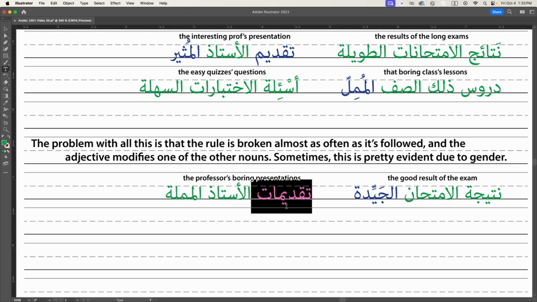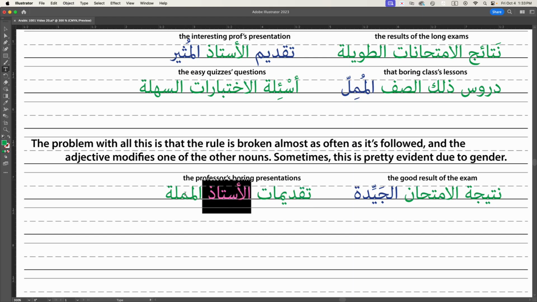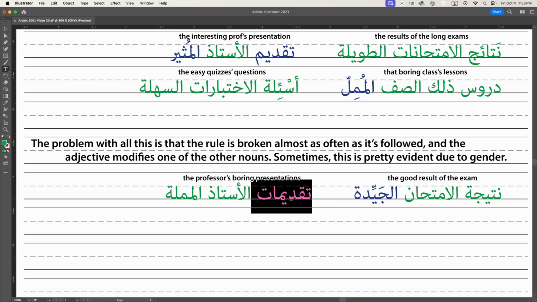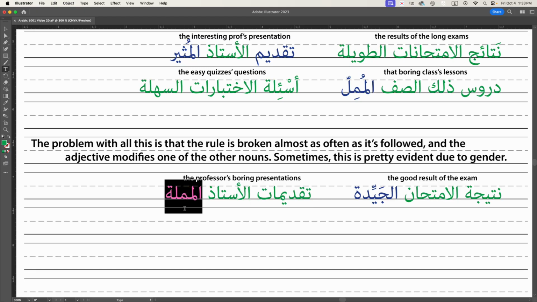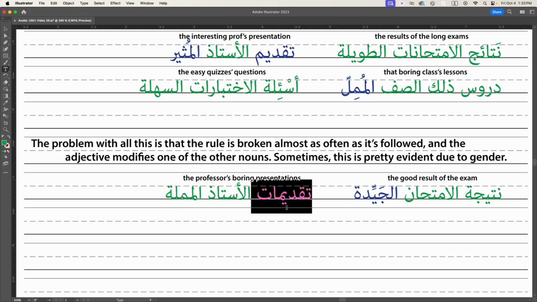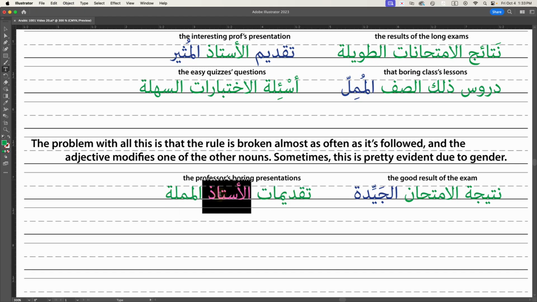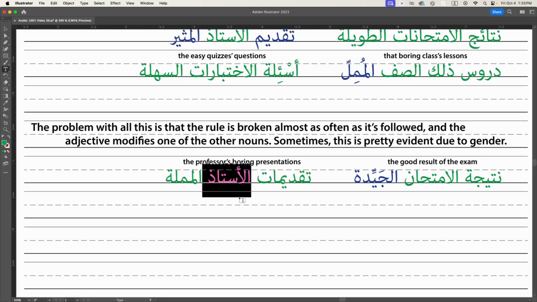Same thing, taqdimat is the plural of taqdim. Al-ustadh is masculine. Taqdimat is feminine because it's non-human plural. So al-mumilla, the boring, has to refer to the taqdimat, the presentations, not the professor. In my case, I'm boring, but these presentations are, inshallah, reasonably interesting to you.